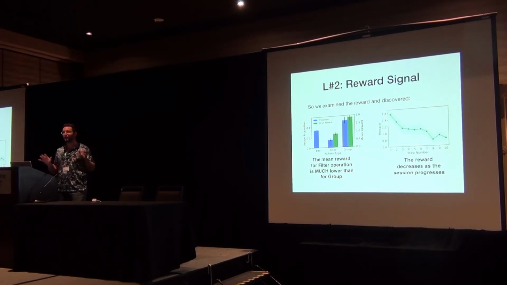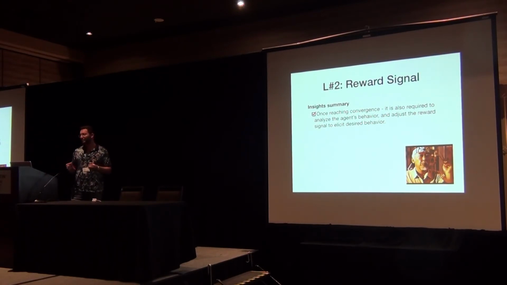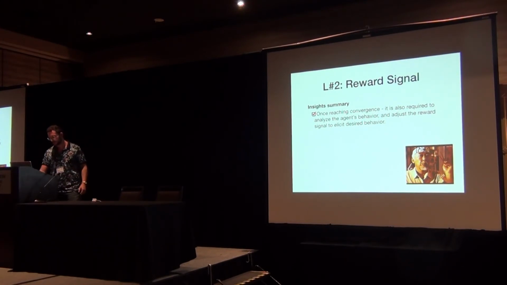So we had to track down each unwanted behavior of the agent, then find the reward component that is responsible for this unwanted behavior, and fix and tune it. Only then were we able to reach convergence and get the desired behavior that we want. So the summary of the insight here is that once you reach convergence, it's not enough, and you also need to analyze the agent's behavior and adjust and tune the reward accordingly until you get the behavior that you want. That's only in the case when you don't have a clear explicit reward signal, which was the case in EDA.